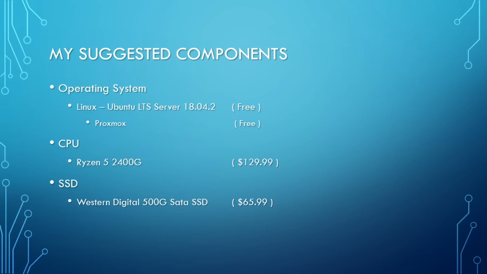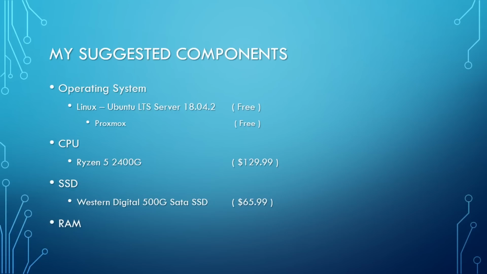I'm just going with a standard Western Digital 500 gig SATA SSD. Those are fairly cheap. You can get those for approximately $65, $66 currently, and you could probably get a better deal when there's a sale. You could go with 1 terabyte, although from my calculations, you could go a couple years without using your full 500 gigs. So that's why I'm going with 500 gigs.